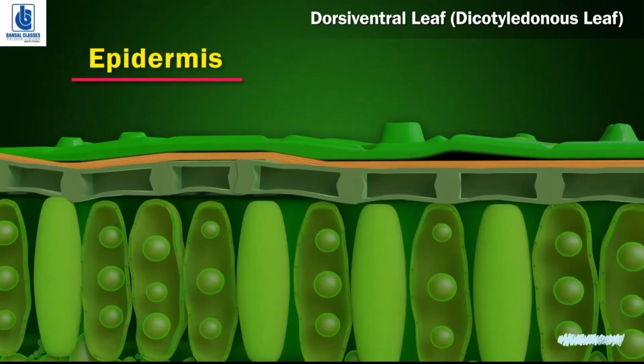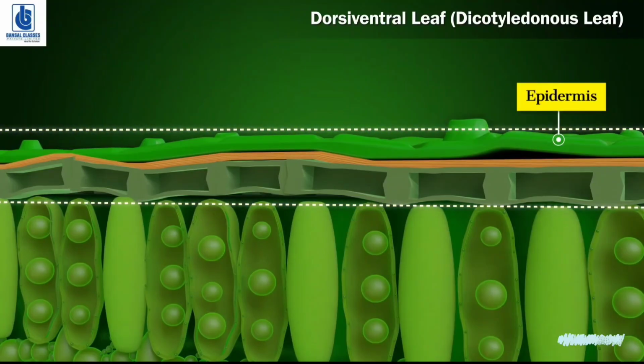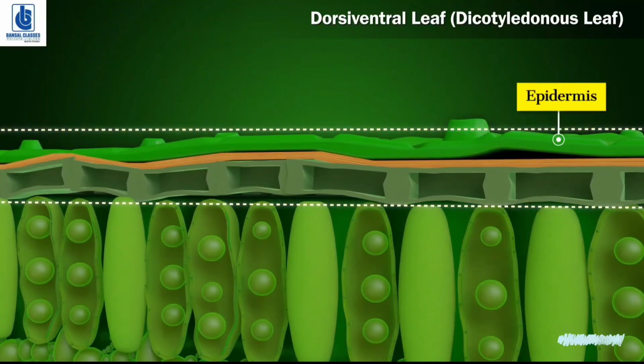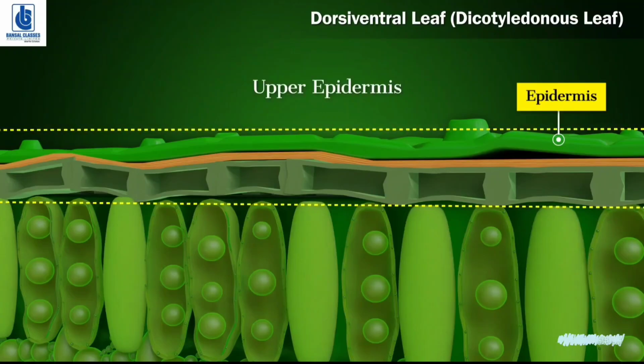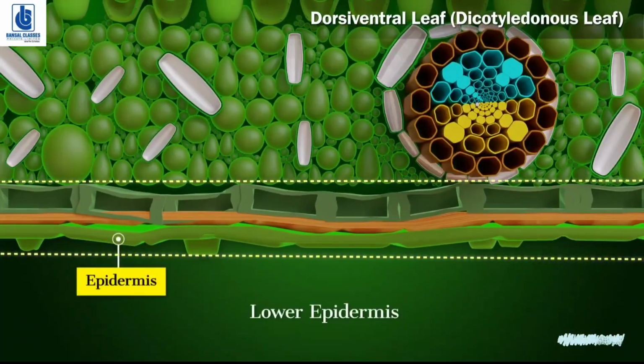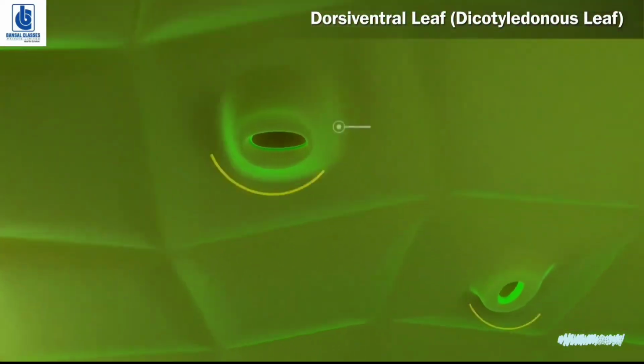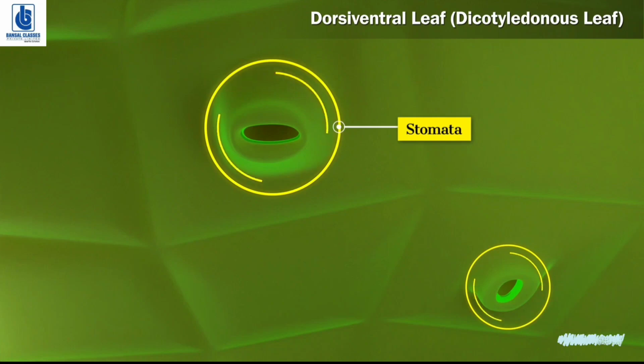1. Epidermis. The epidermis is of equal cell thickness. The epidermis in the upper part of the leaf is called upper epidermis, while that of the lower surface is called lower epidermis. The stomata are more in the lower epidermis than the upper.